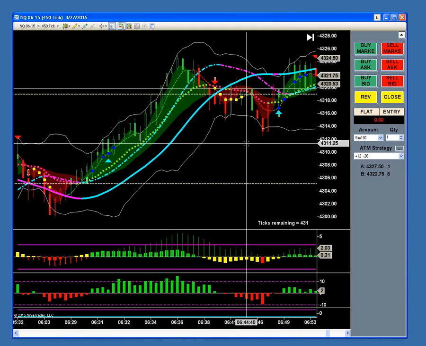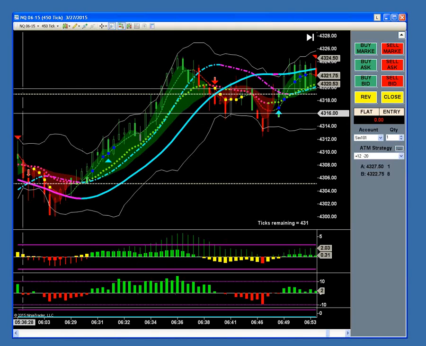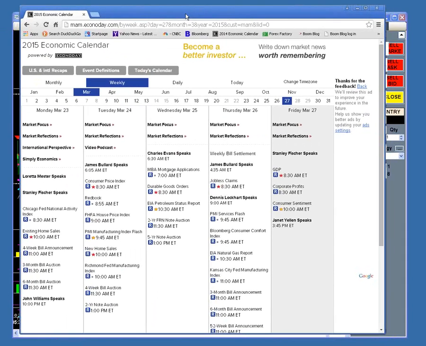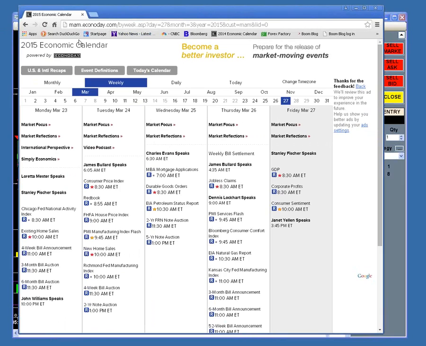So the most primary thing that affects the markets usually is going to be what's called the economic calendar. You can access this calendar by going to, this is the one I use, and it's the best one I think for now, the Econoday calendar.com. And so you want to go to this link, econoday.com/by-week, and this is what you'll see here.